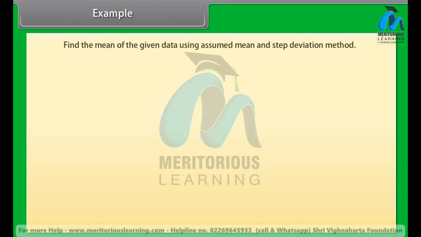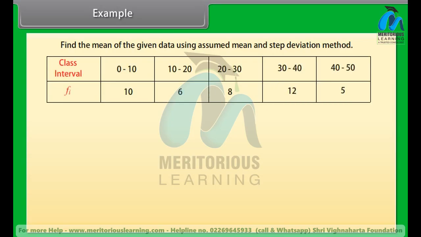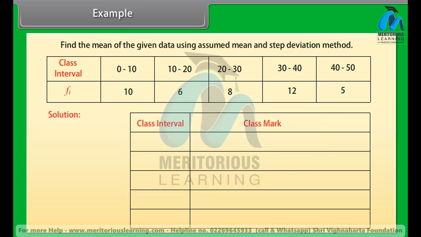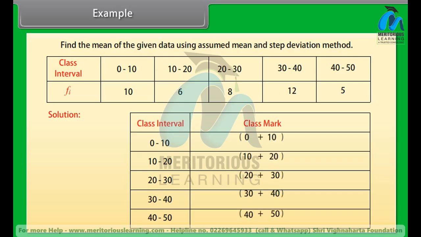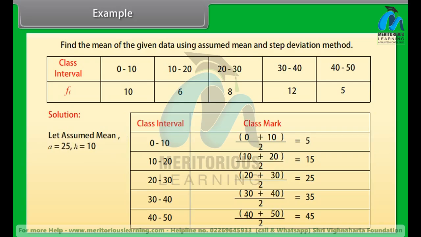Example. Find the mean of the given data using assumed mean and step deviation method. Solution. First, we find the class mark for each class interval by using the formula. Class mark equals (upper class limit + lower class limit) / 2. Let assumed mean a is equal to 25, h equals 10.